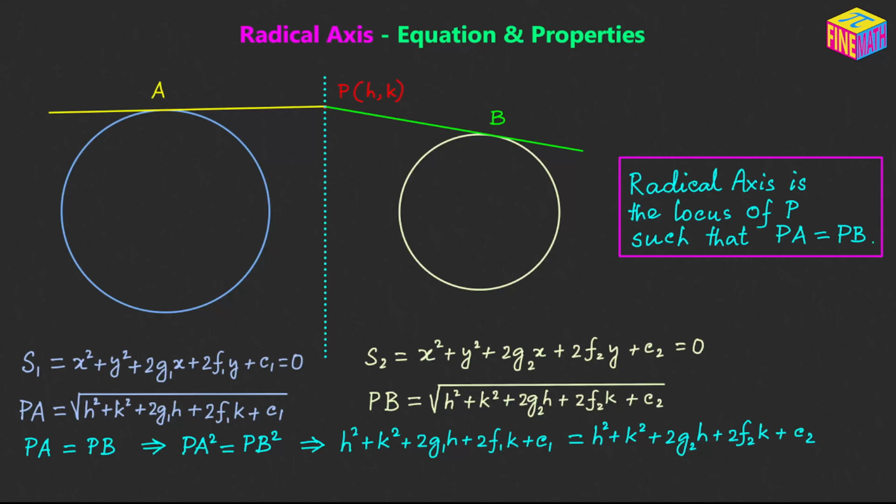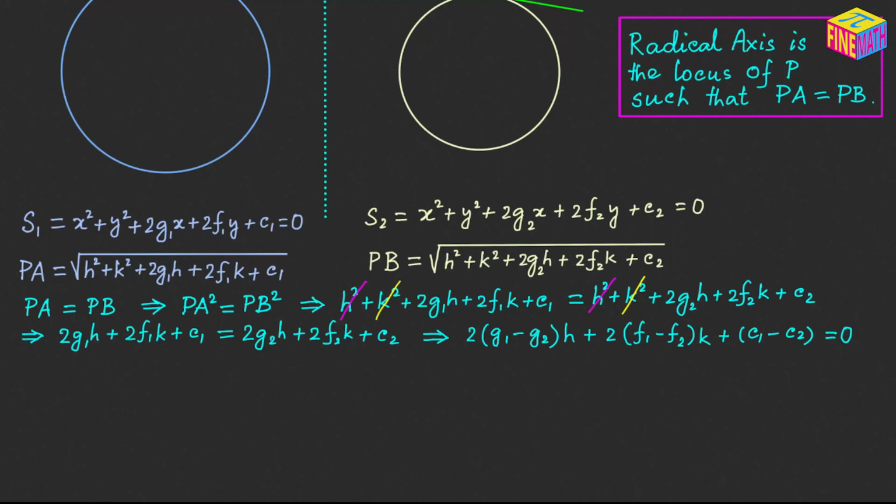And if you carefully notice, we have h squared on both sides, so they will cancel out each other. Also we have k squared on both sides, they will also cancel out. So now we are going to be left with something like this on the left hand side, and on the right hand side we will have something like this. And now if we bring all the terms to the left hand side, we can write it like this. And then to find the locus of P, we have to replace h with x and k with y. So the equation will look something like this.